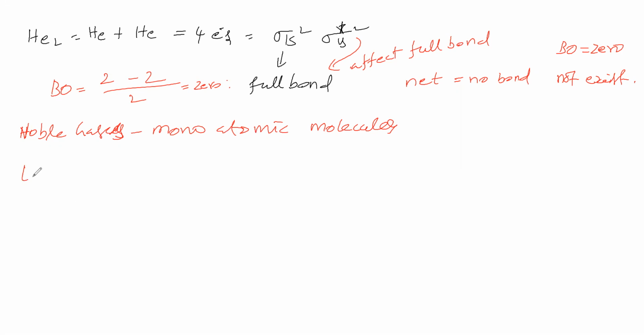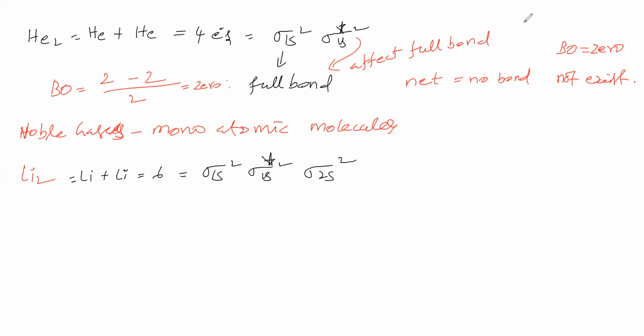Next we will take Li2. Li2 contains 2 lithium atoms. The atomic number of lithium is 3, therefore 6 electrons are there. So we write sigma 1s2, then sigma star 1s2. After sigma star 1s, what is there? Sigma 2s is there. So the remaining electrons will be distributed here.